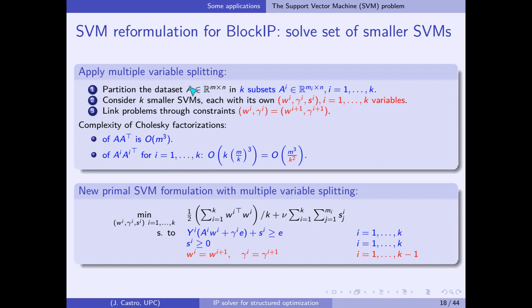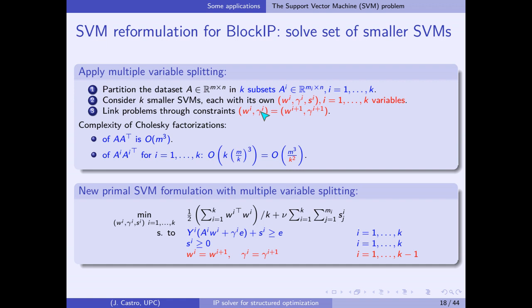What's the benefit of that? Remember, if you consider the total set of points A, you will have to solve systems of equations with A transpose. The complexity of factorizing this matrix is m cubed, where m is the number of points. If you consider k smaller subsets, you have to solve k systems of this form. The complexity of this factorization is k times (m divided by k) cubed. The complexity of that is m cubed divided by k squared, so this is much smaller than that. Of course, you still have to deal with this extra linking constraint.